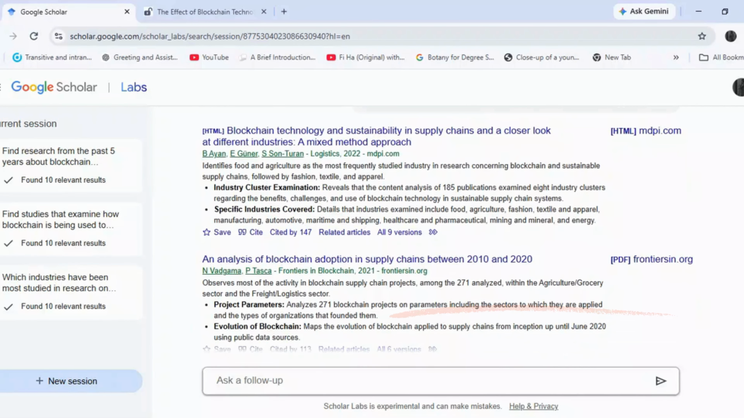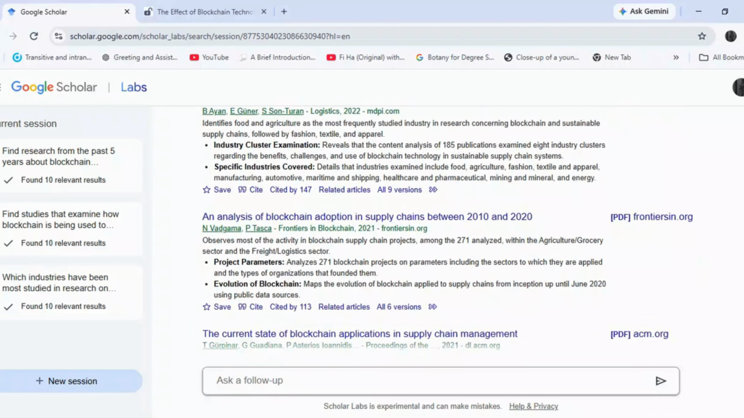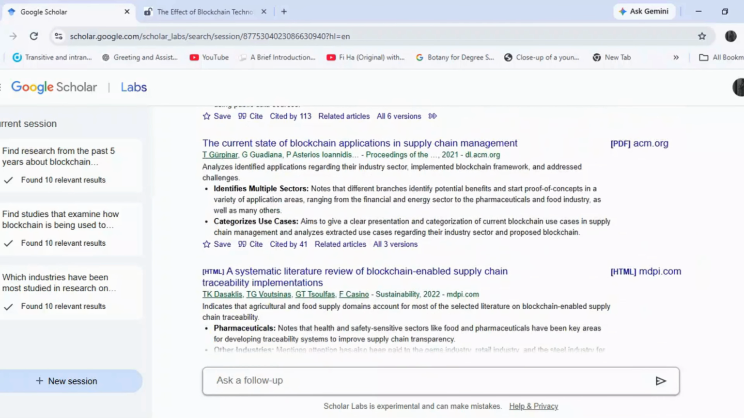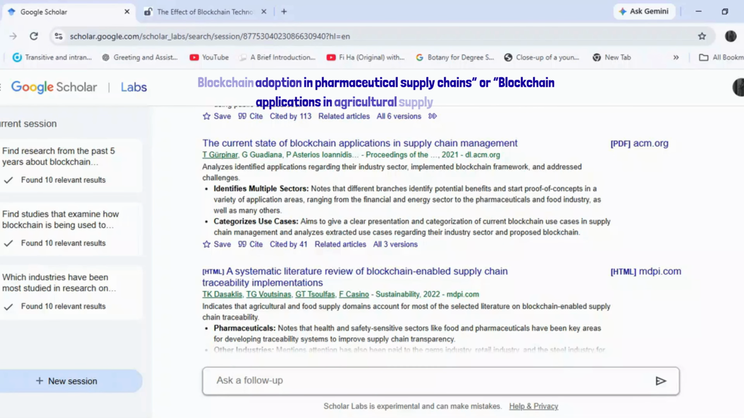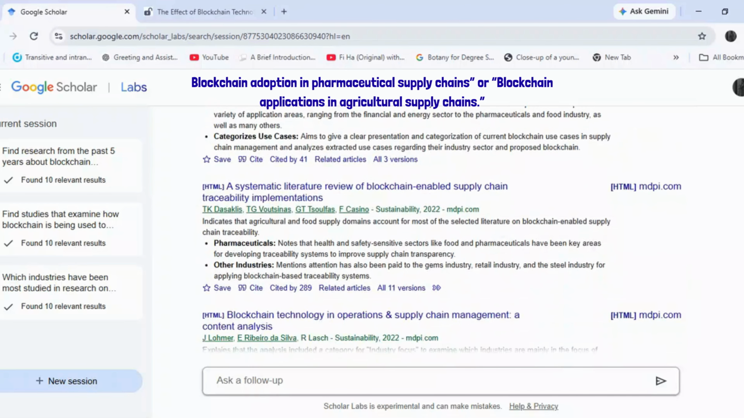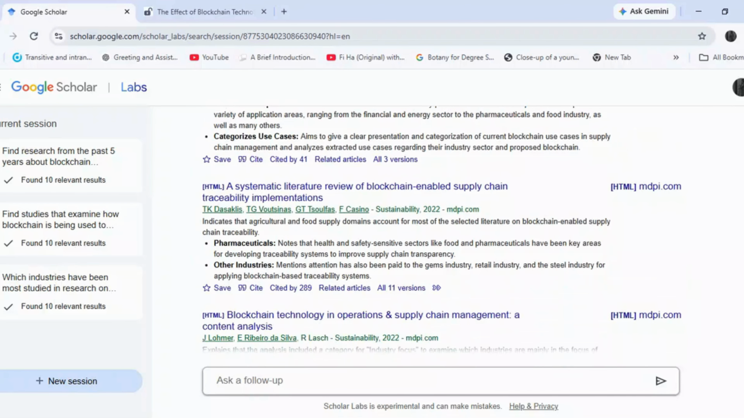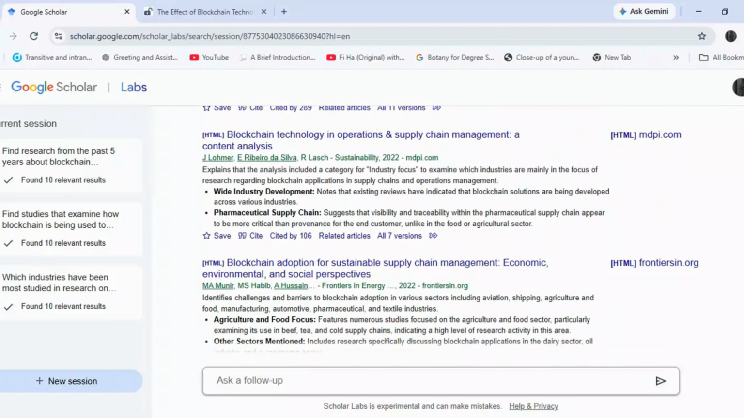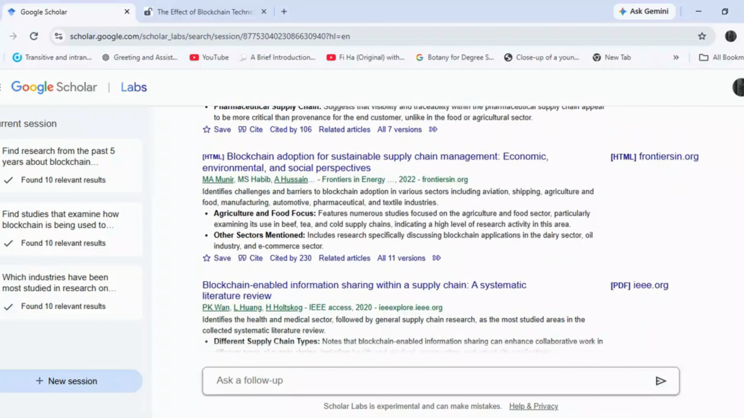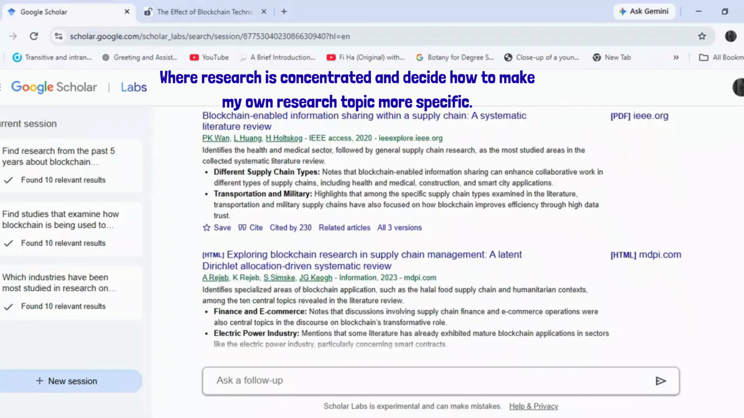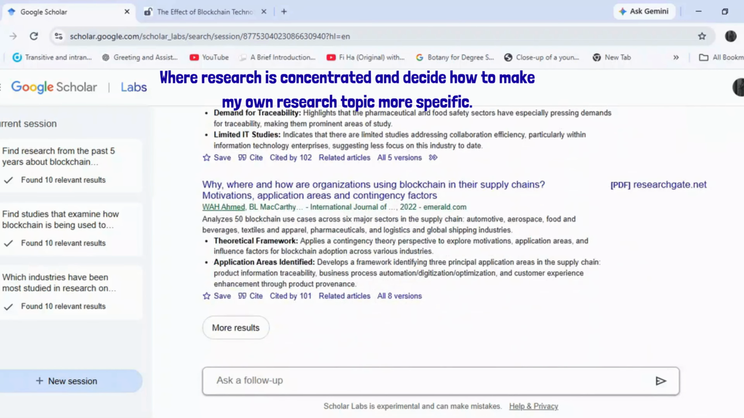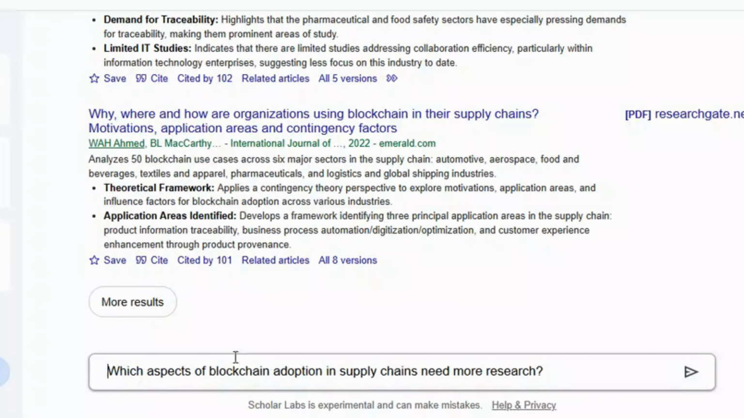This information can help narrow a broad topic into something more specific. Instead of researching blockchain in supply chain management, I could focus on blockchain adoption in pharmaceutical supply chains or blockchain applications in agricultural supply chains. So, Scholar Labs is not only helping me find papers. The results can also help me understand where research is concentrated and decide how to make my own research topic more specific. I can also use Scholar Labs to explore potential research gaps.